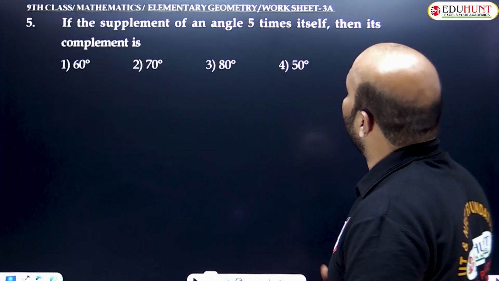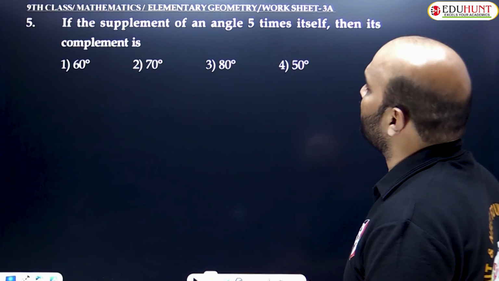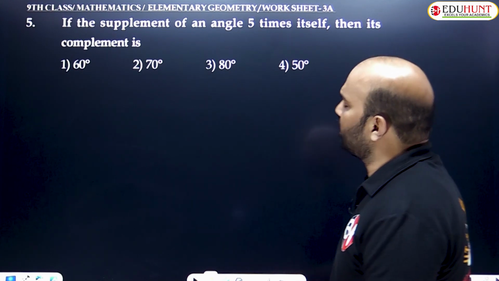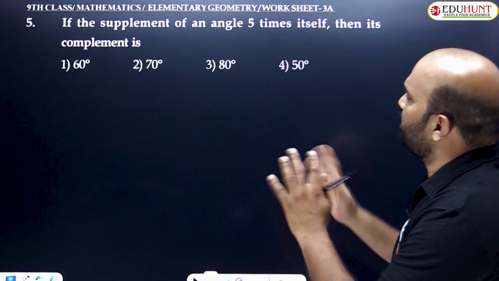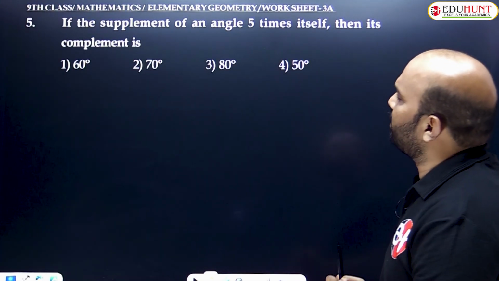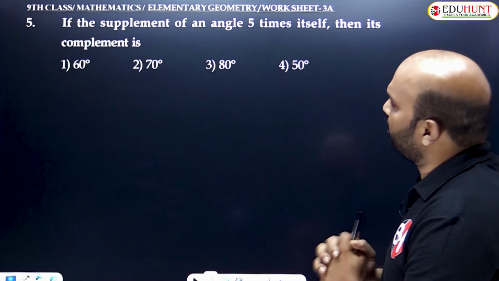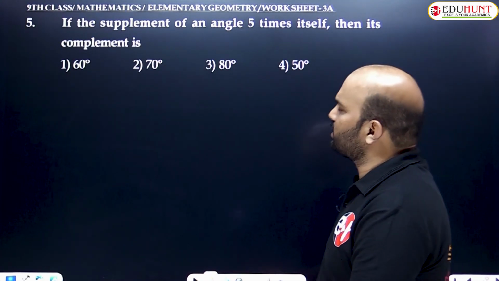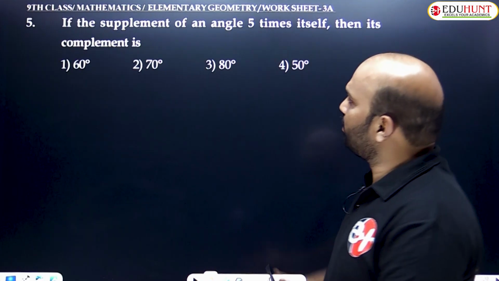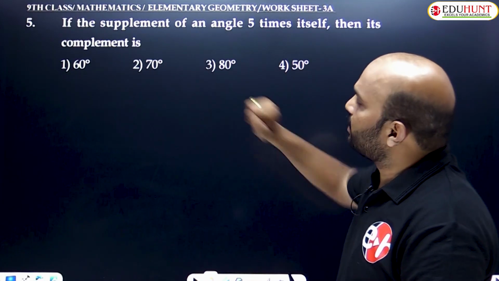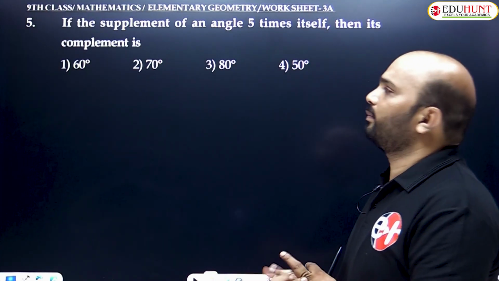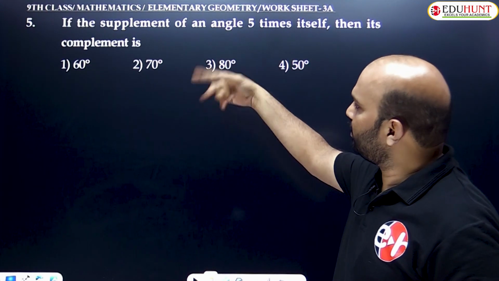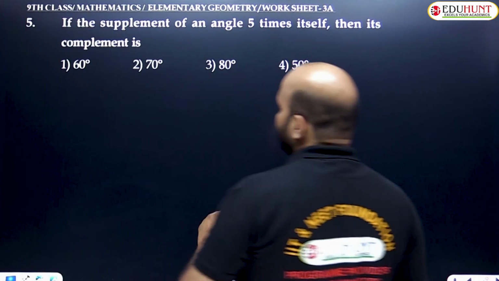If the supplement of an angle is 5 times itself, then its complement is: option 1, 60 degrees; option 2, 70 degrees; option 3, 80 degrees; option 4, 50 degrees. In that question, what are the main parameters? Supplementary and complementary. The sum of the two angles is 180 degrees is called a supplementary angle. The sum of the two angles equals 90 degrees, those angles are called complementary. So in that question supplementary is given and complementary is asked. So clearly we need to understand.